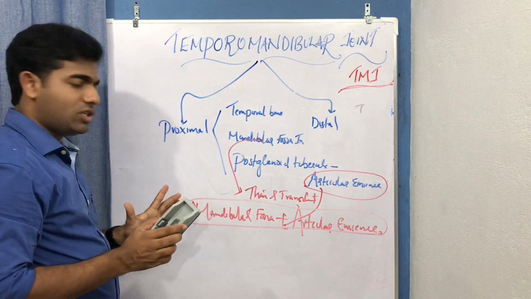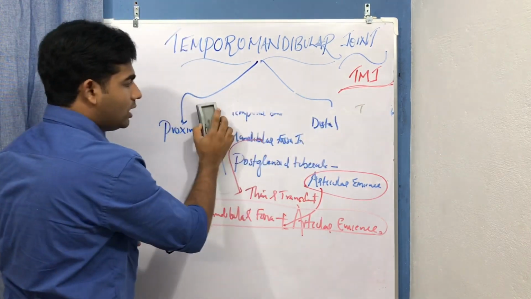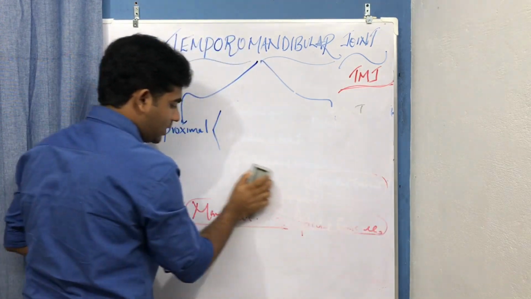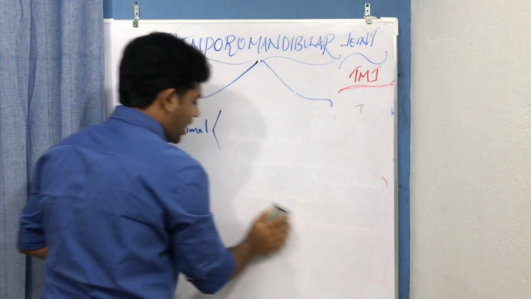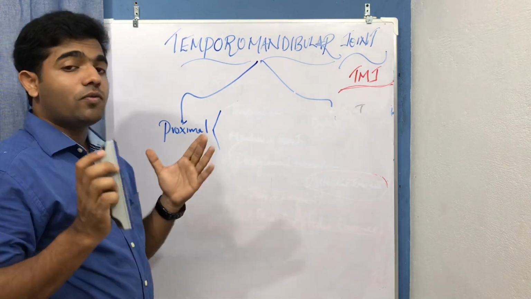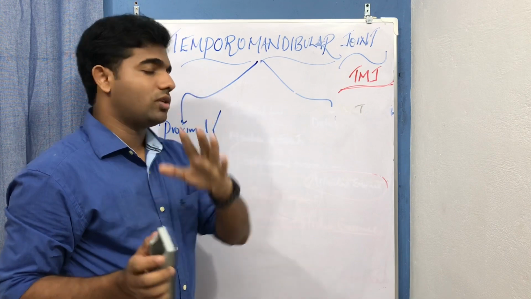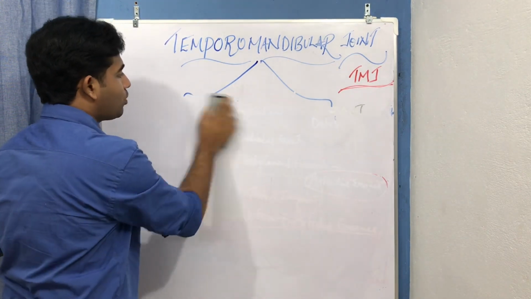I would like to summarize again. It is formed by the temporal bone, that is, the mandibular fossa. But we saw it is actually formed by the mandibular fossa and the articular eminence. And the mandibular fossa extends between the postglenoid tubercle and the articular eminence, right? That's all about the proximal articular surface.